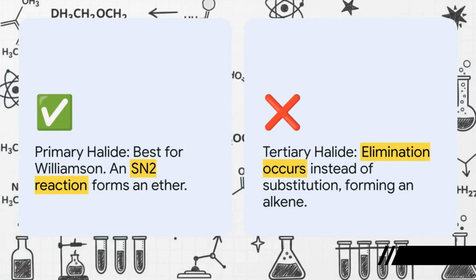Okay, listen up, because this right here is the number one trap they set for students with Williamson synthesis. If your alkyl halide is primary, everything works perfectly. You get substitution, you get your ether, awesome. But if you try to use a tertiary halide, it's just too bulky, too crowded for that SN2 attack to happen. So instead of substitution, you get elimination. And what's the product? An alkene. This is a super important difference you have to remember.